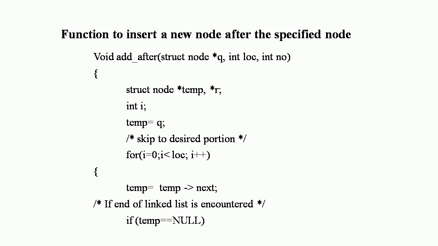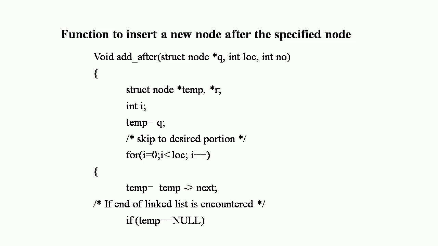Here you can see how to create a function to insert a new node after the specified node: add_after, struct node star q, comma int location, comma int number. Curly braces start: struct node star m, comma star r, int i, ended with semicolon. Temp is equal to q.